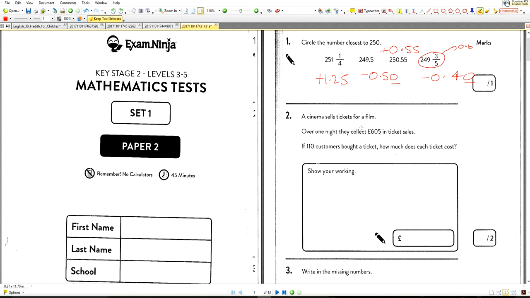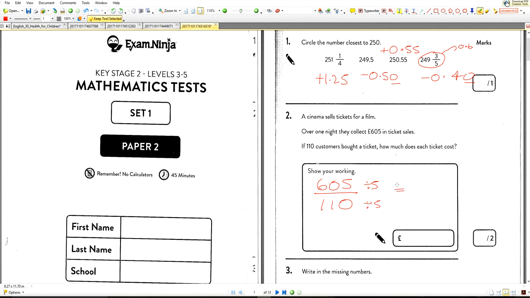A cinema sells tickets for a film. Over one night, they collect £605 ticket sales. If 110 customers bought a ticket, how much does each ticket cost? So we need to do the calculation 605 divided by 110. Now, for the first instance, we can divide by 5, because we know 5 will go into them. Otherwise, it's going to end up being a really big question.